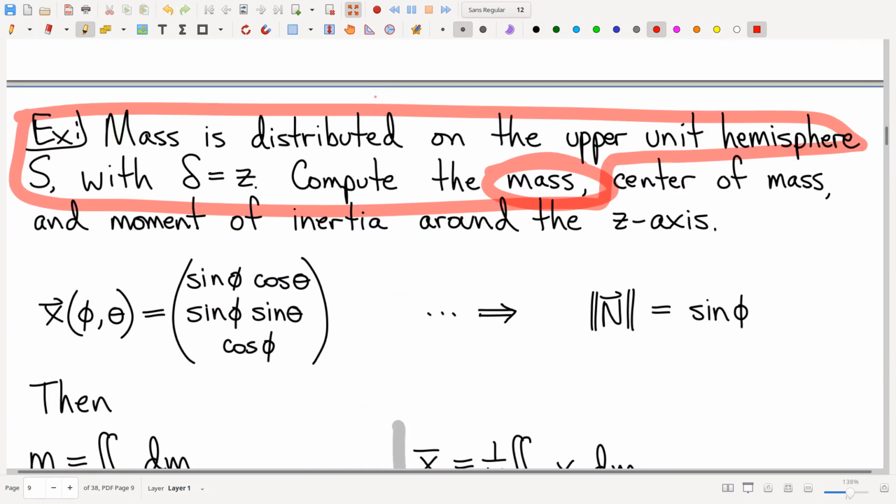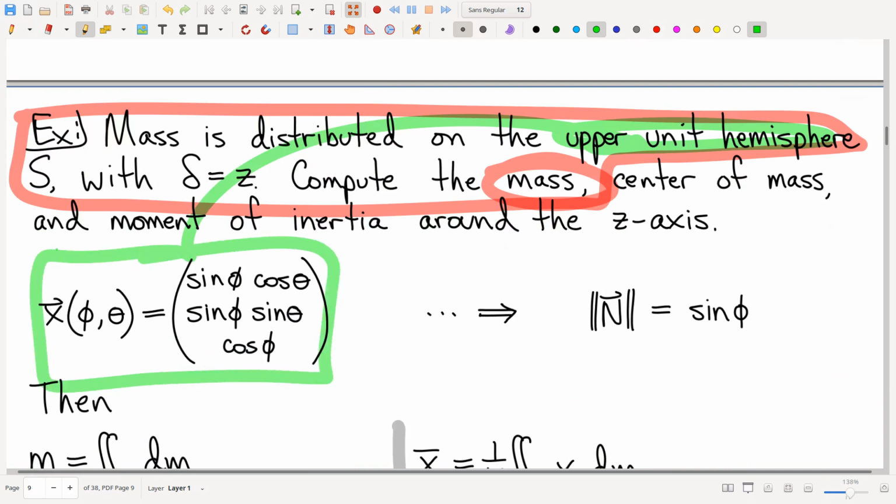Parameterizing our upper unit hemisphere. I'm going to use the spherical graph parameterization. We've used this parameterization a few times already. Might as well use it again.